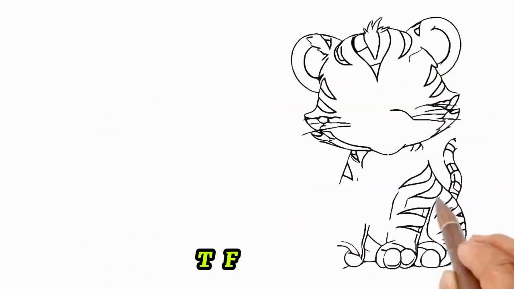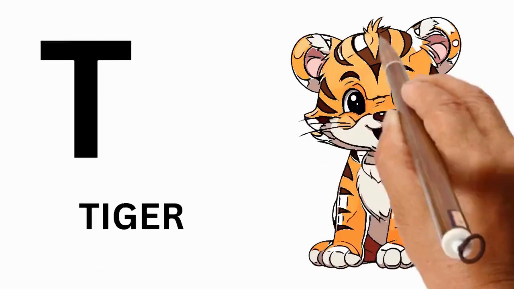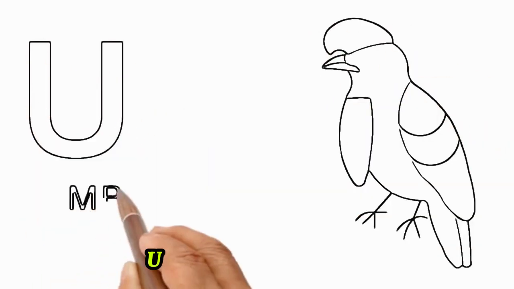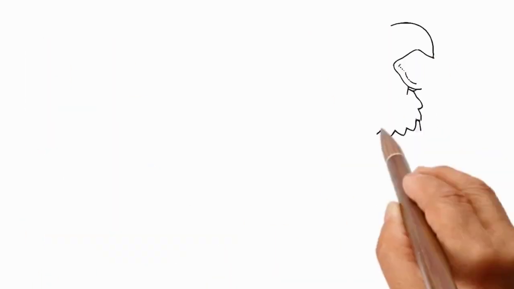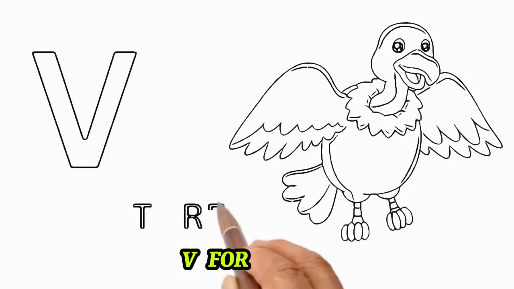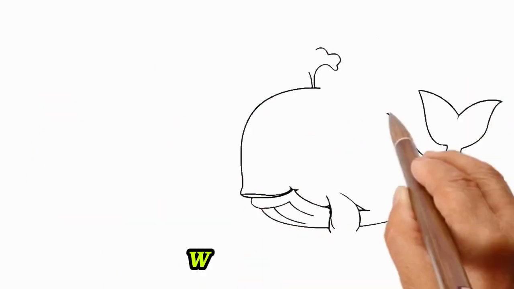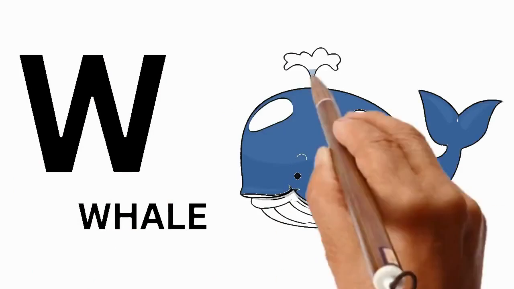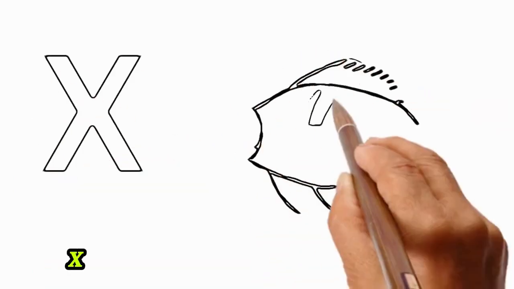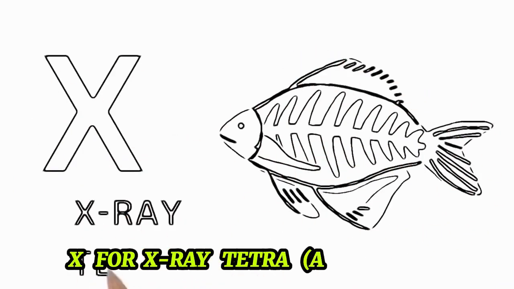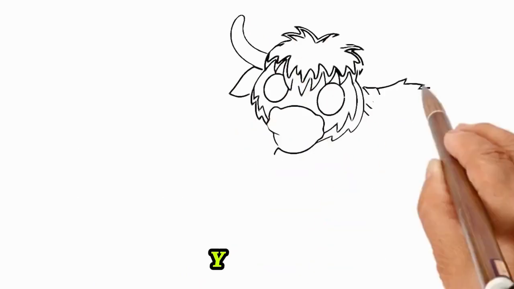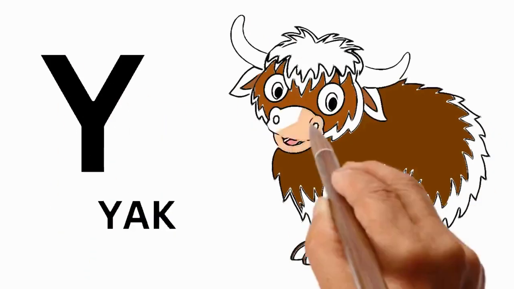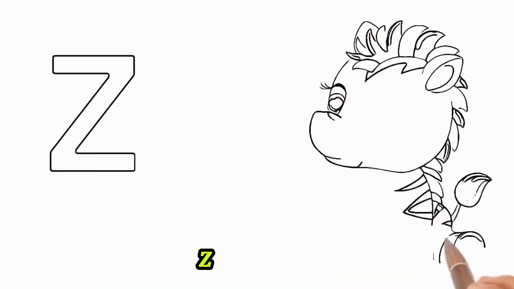T for tiger. U for umbrella bird. V for vulture. W for whale. X for X-ray tetra, a type of fish. Y for yak. Z for zebra.